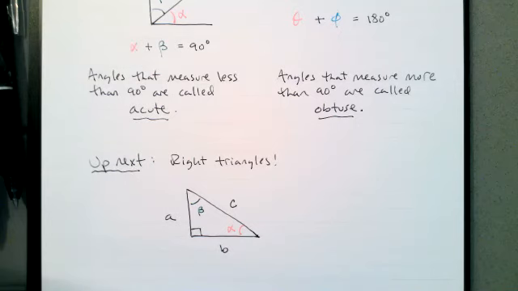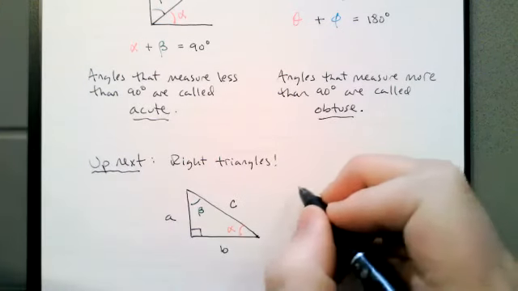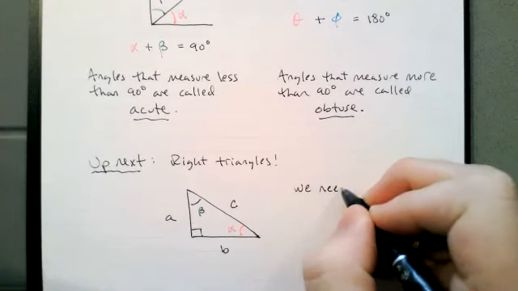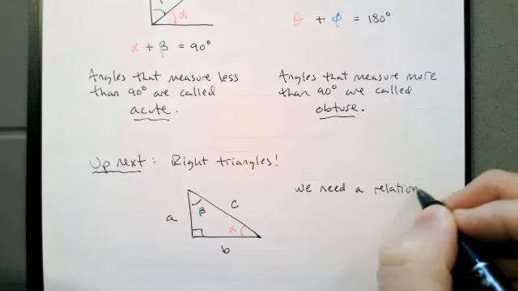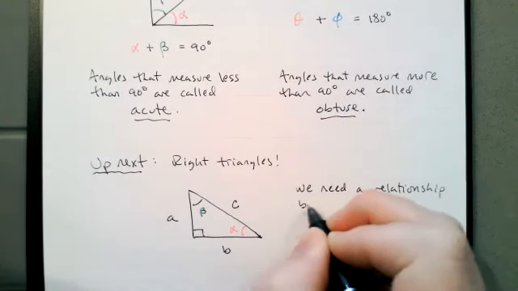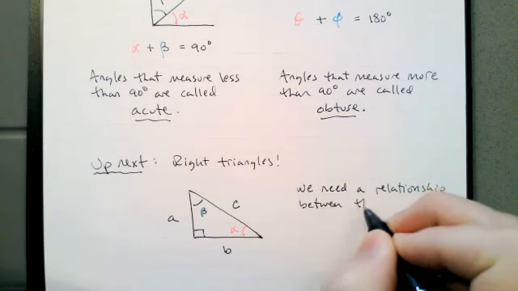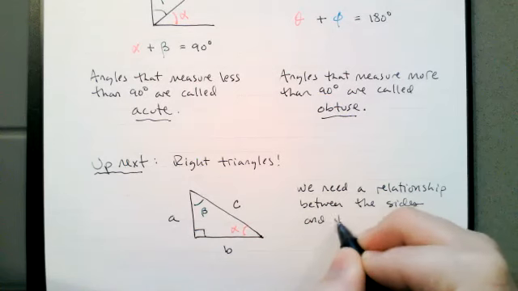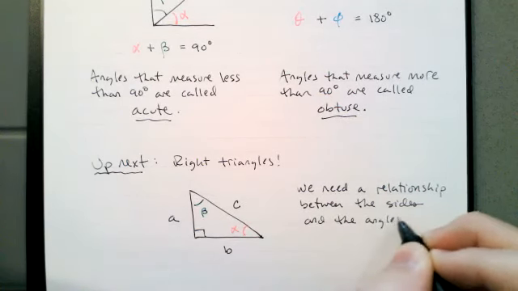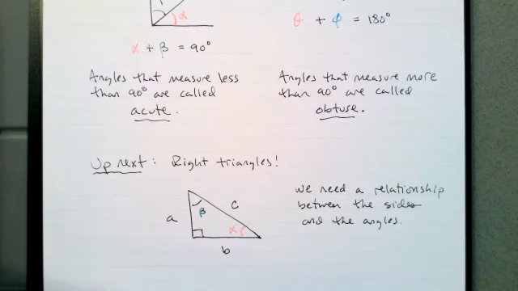So we need some kind of relationship between the side lengths and the angles in a triangle. That's what we need next. We need some kind of relationship between the sides and the angles. We need something that connects the measures of the sides to the measures of the angles. Something that connects length and angle measure.